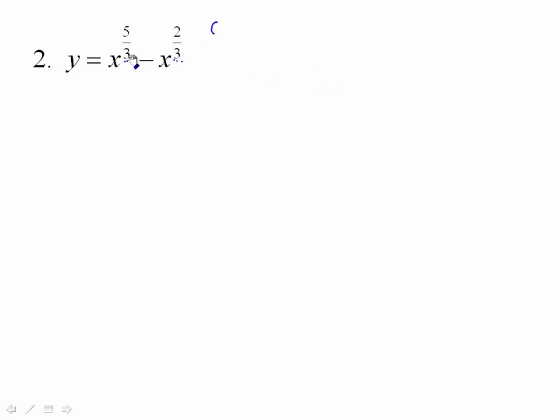This is the cube root of x, and you can take the cube root of negative numbers. So the domain is going to be all real numbers. So that does matter.